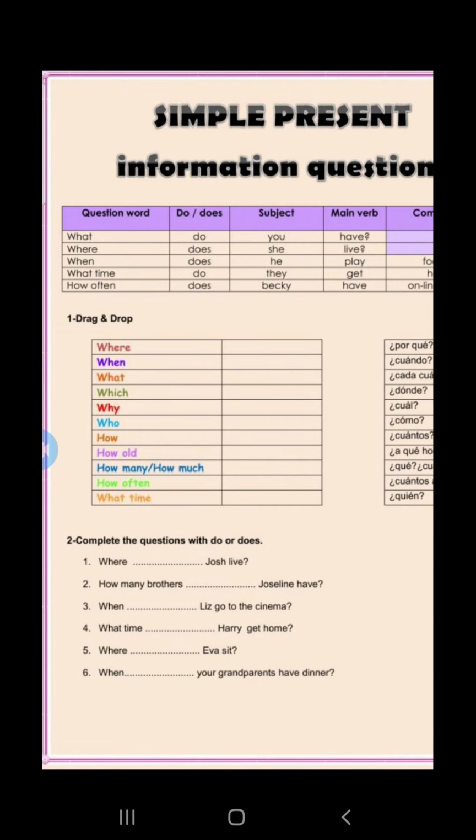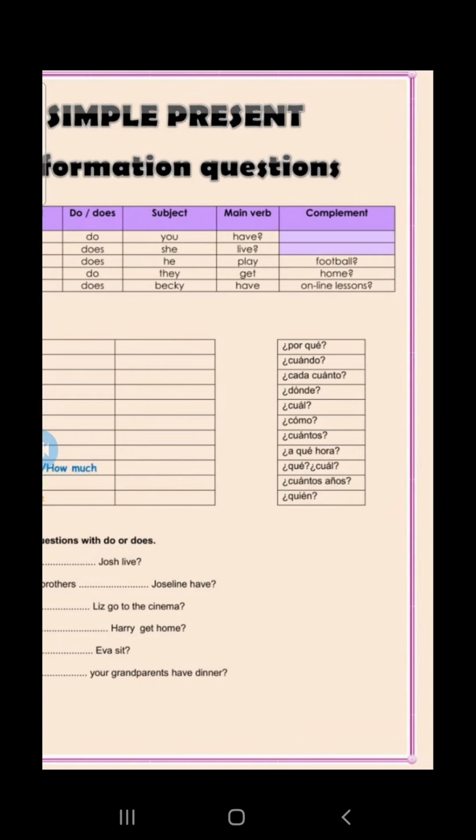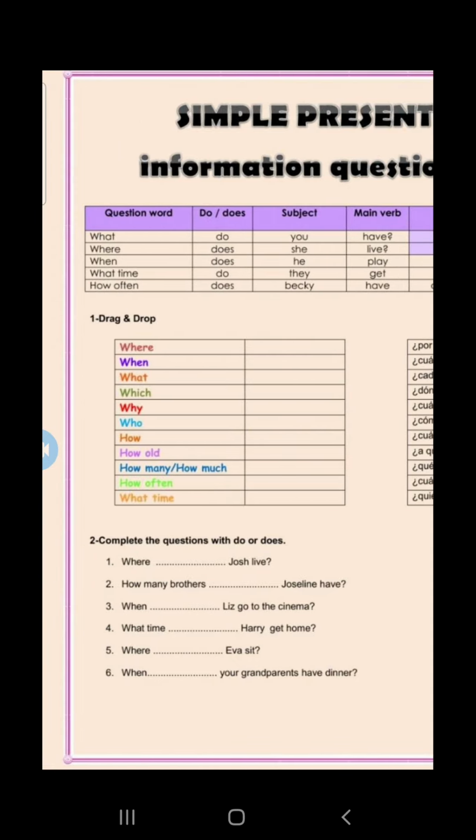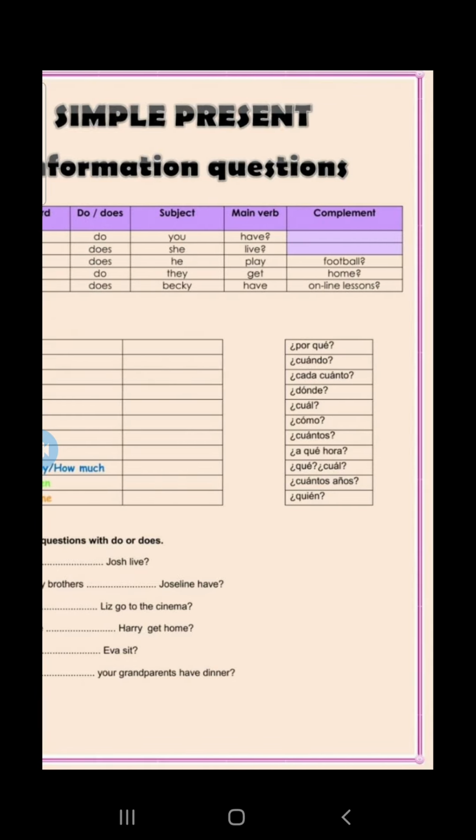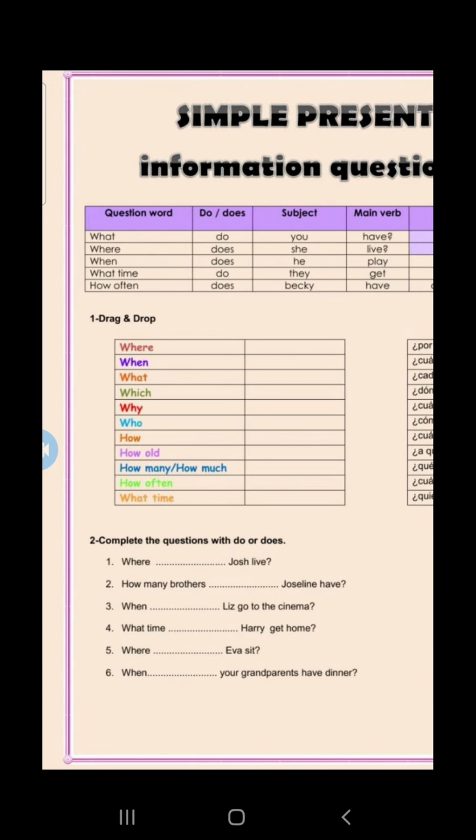Like this, we have some questions here. For example, look: what do you have? Second, where does she live? She is does family, so here we used does. Then when does he play? What time do they get home? How often does Becky have online lessons? So do you understand? We have some informative question words. We have to add these question words before interrogative questions.